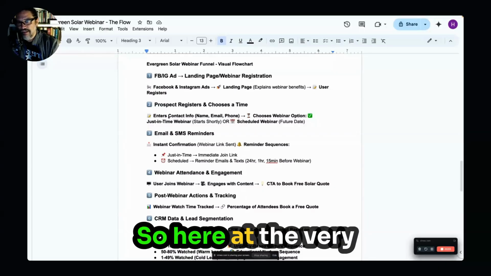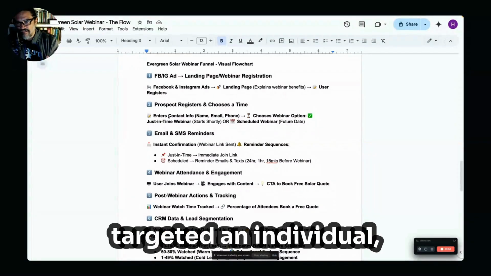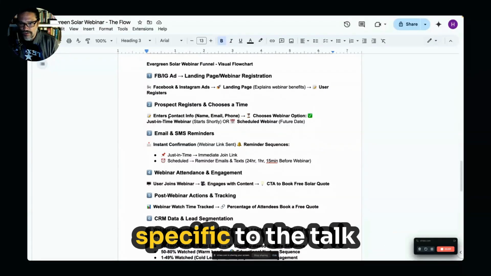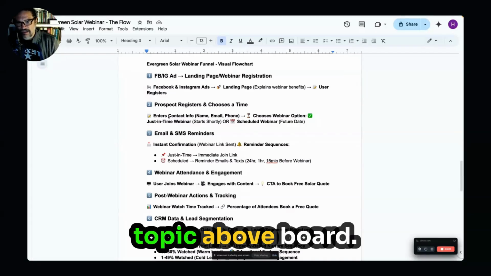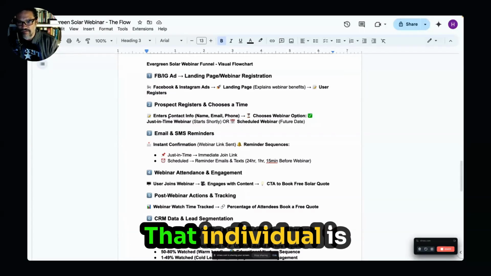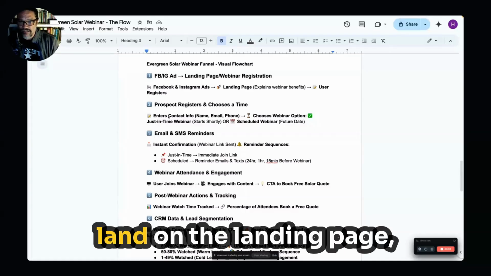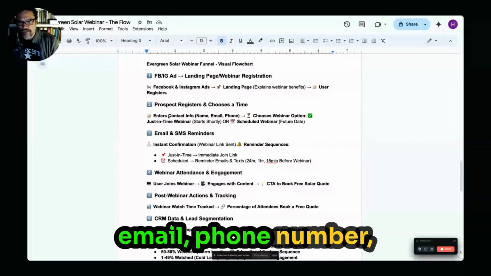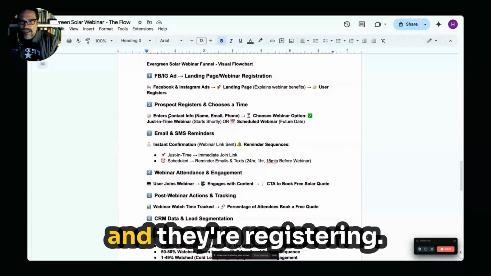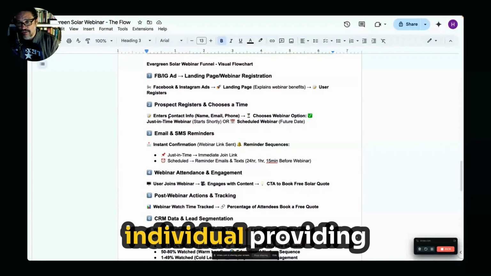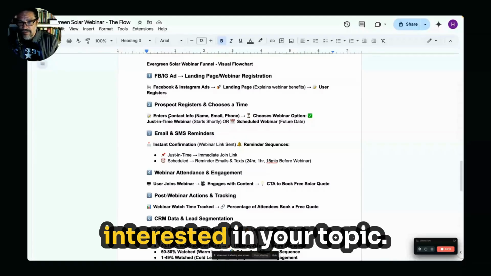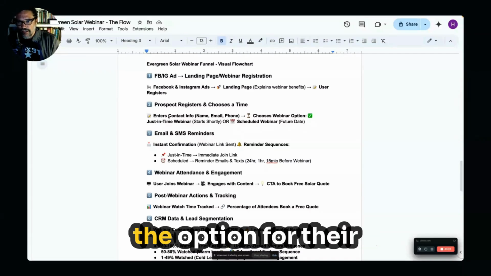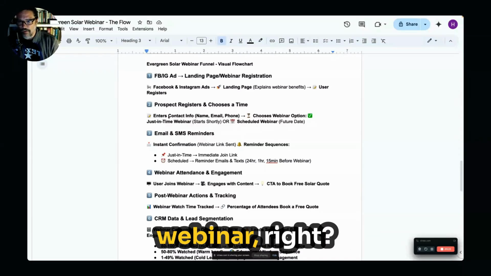So here at the very beginning, you have targeted an individual, or put ads in front of an individual specific to the topic, above board. That individual is interested enough to land on the landing page, fill out their first name, email, phone number, last name, of course, and they're registering. So you have an individual providing good information, interested in your topic, okay? They're going to choose the option for their webinar, right?